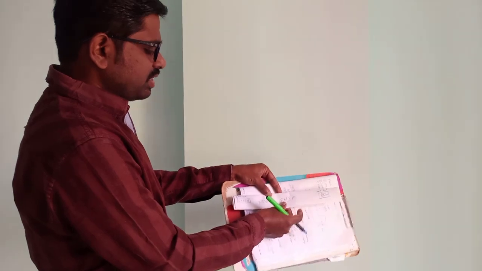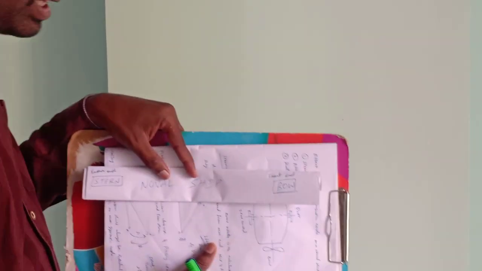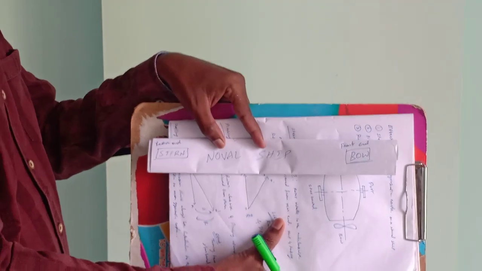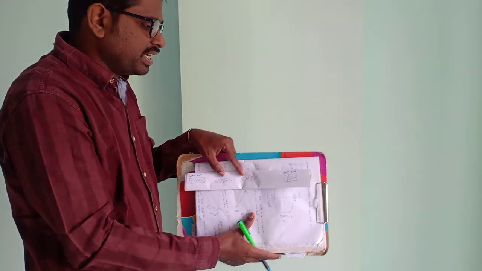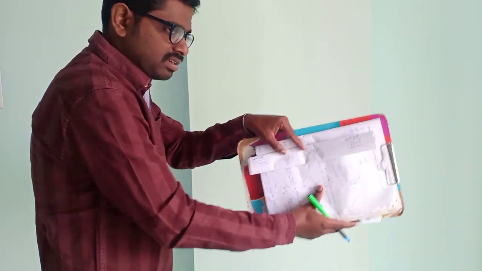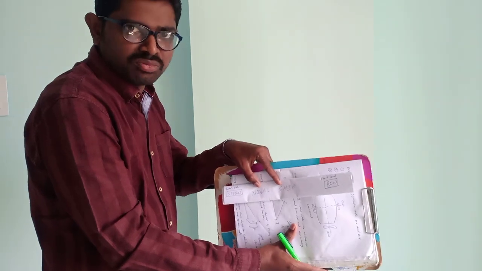Based on the terminology, now I will explain the effect of reactive gyroscopic couple in case of a naval ship. The ship is moving in the water, and it has three types of movements. When it is moving in the water, the first movement is steering. Steering means it can take a left turn or a right turn. This is the steering movement.